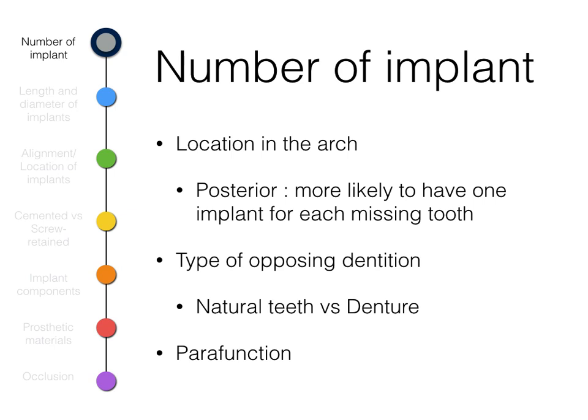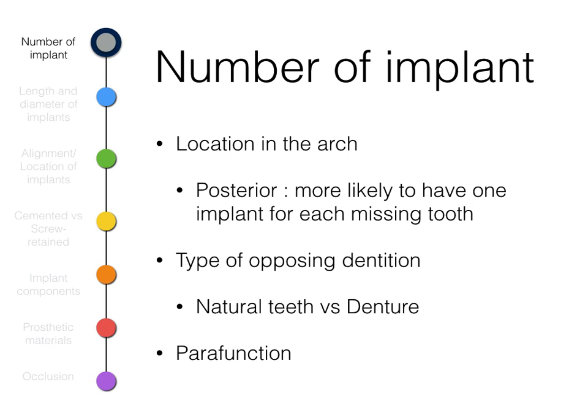As we know, the posterior teeth get more force than the anterior teeth. So if we plan posterior implant restorations, we are more likely to have one implant for each missing tooth. This is also because the molar is wider than the premolar, canine, and anterior teeth. So it would be better to have one single implant replace one missing tooth to get better force distribution and a higher success rate.